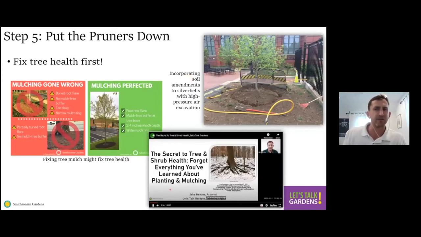Step five, again, the emphasis on stepping back, pausing, and understanding what's going on with the tree before cutting branches, before starting to inflict injuries on the tree. In the case of the silver bells, we worked on loosening up the soil with this air excavation tool, and then we incorporated soil amendments to fix those tree health issues before really thinking much about pruning.